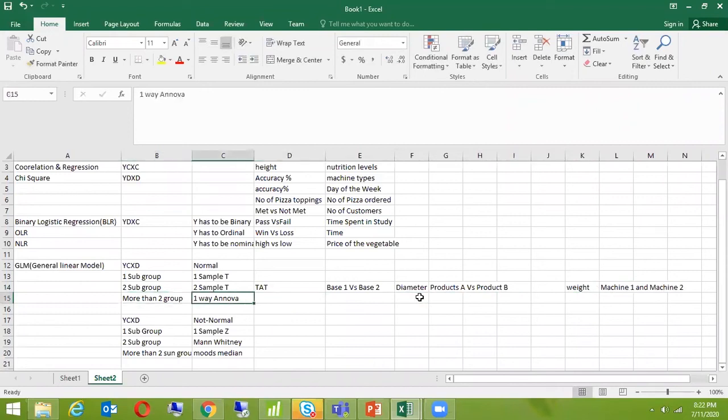Any example of one-way ANOVA wherein you have Y continuous and X has more than 2 subgroups? Do we have Rumi on the call? I think she hasn't joined yet. So in this case, we can also have a scenario wherein we have sales figures in dollars, and then you have location 1 and location 2. Absolutely correct.